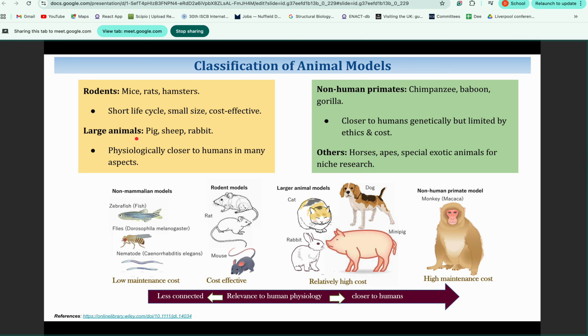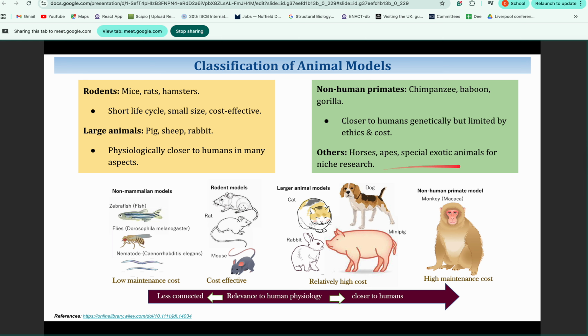Then come large animals. These are the large animal models such as pig, sheep, rabbit. They are close to human in many aspects. Then come non-human primates, meaning they are primates but other than human, such as chimpanzee, baboon, gorilla. They are close to human genetically but limited by ethics and cost. There are many ethical rules and grounds due to which we cannot directly perform experiments on these models. So there are certain limitations which exist.